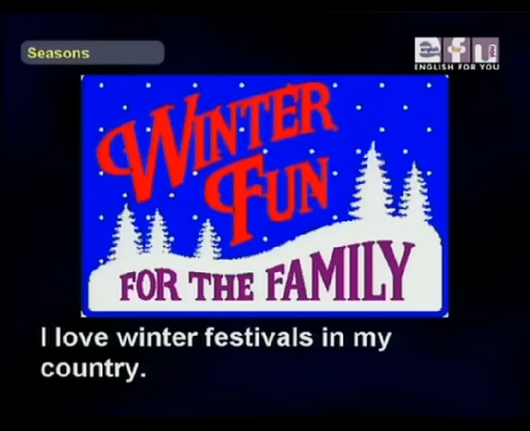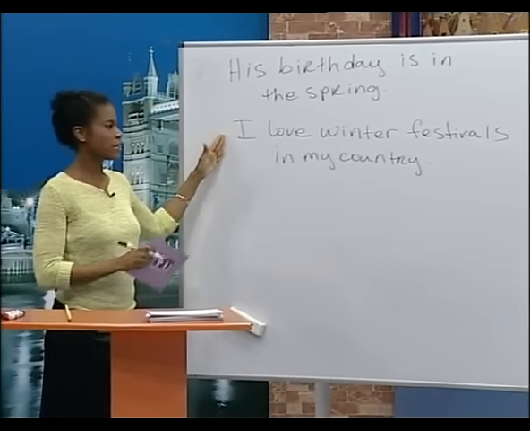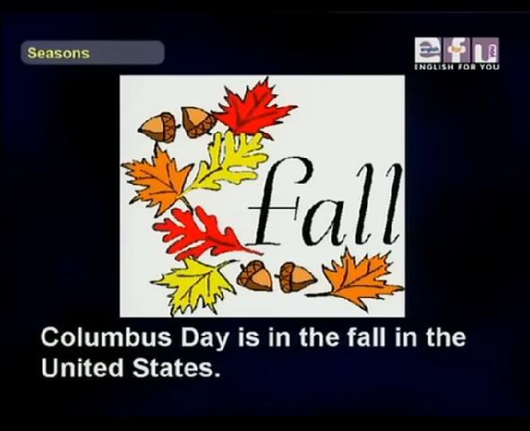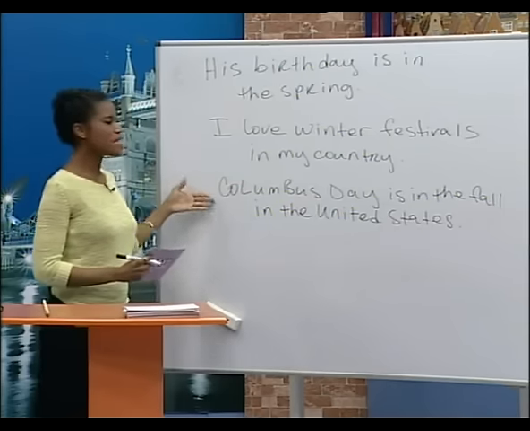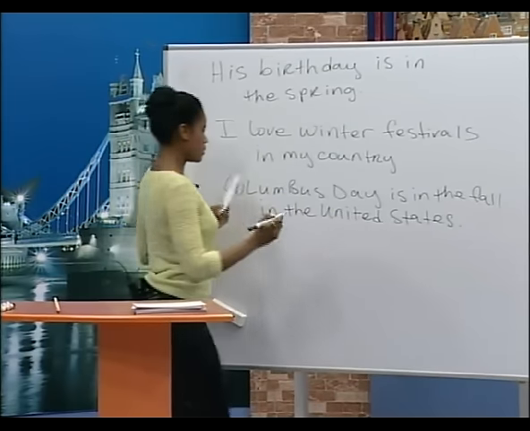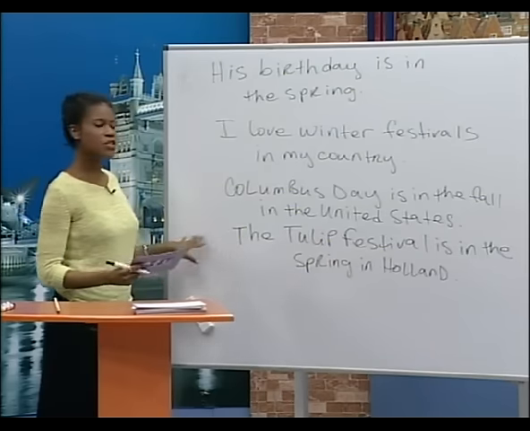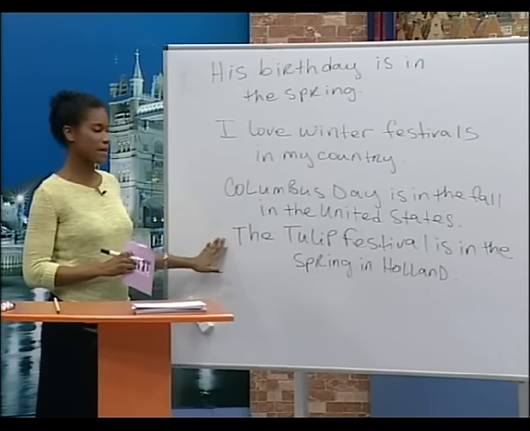Next example. I love winter festivals in my country. Columbus Day is in the fall in the United States. Okay, one other example. The Tulip Festival is in the spring in Holland.